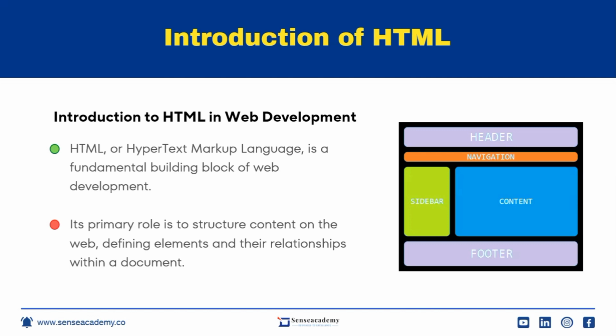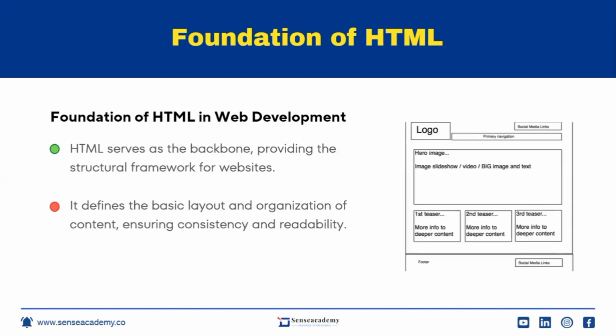So its primary role is to structure the content on the web and define the elements and their relationship within a document. As we move on, the next topic is the foundation of HTML. HTML, or Hypertext Markup Language, is the backbone of a web page. Think of it like the structure of a building. In HTML, you use tags to define different parts of your content. For example, H1 is a tag for the main heading, whereas P is for paragraph and IMG is for images. It's all about organizing and presenting information on the web.